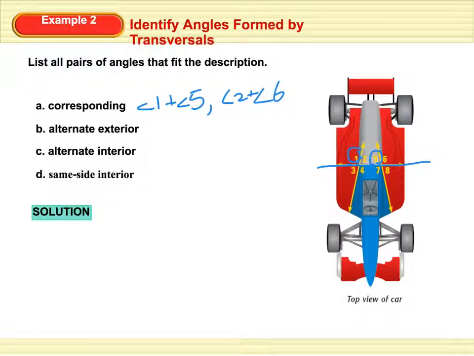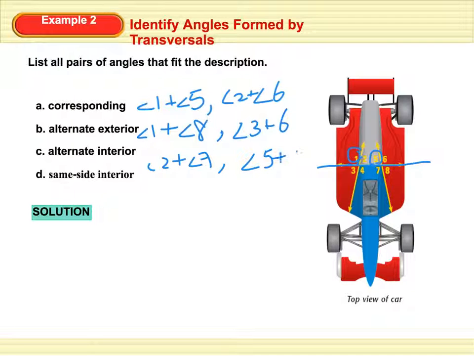Next one is alternate exterior. So now we're only looking at exterior angles. Exterior angles are 1, 3, 5, and 6. And if they're alternating, if we're looking at 1, the alternate would be 8. And if we're looking at 3, the opposite side on the exterior would be 6. So that's B. For C, we're looking at alternate interior. Interior is 2, 5, 4, 7. And the alternate with 2 would be 7. The alternate with angle 5 would be angle 4.